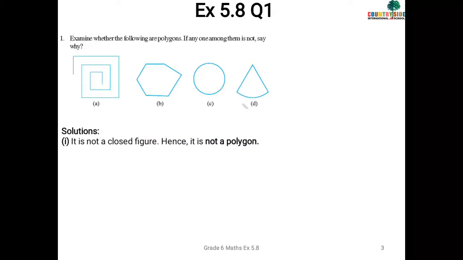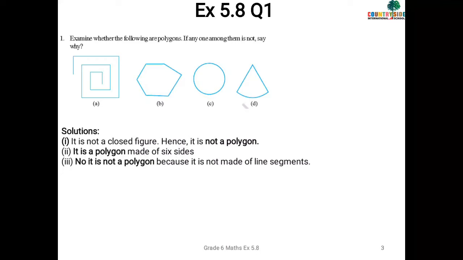So you just have to remember two things for the polygon. First, it is a closed shape, and second, it should be made up of only lines. No curve is there in the polygon. Now focus on the B part. This is a closed shape and it is made up of lines, so yes, it is a polygon. It is a polygon made up of six sides. Now focus on the C part. The C part is the circle. In a circle there is no line, it is a curved shape, so it is not a polygon because it is not made up of line segments.